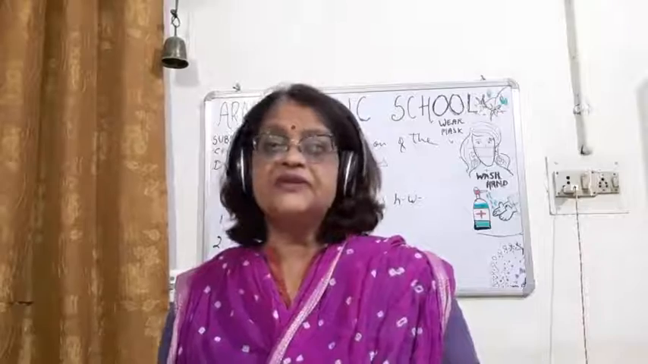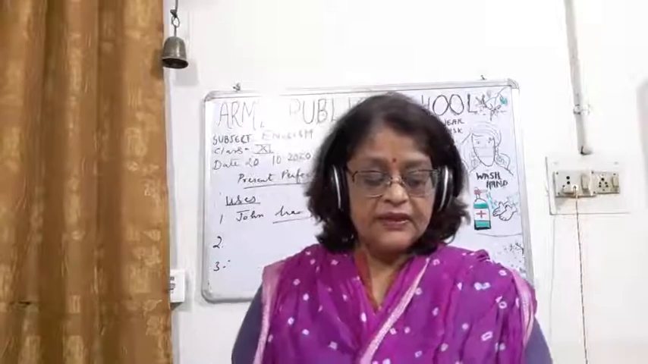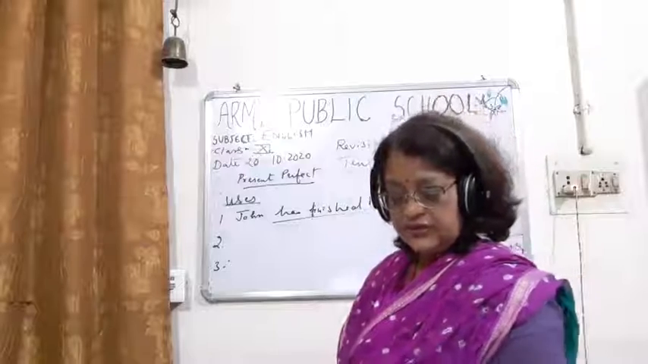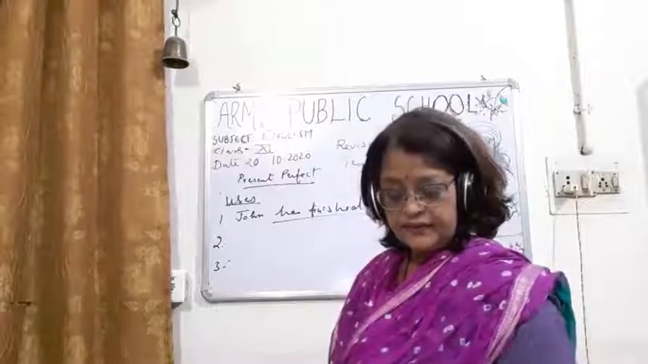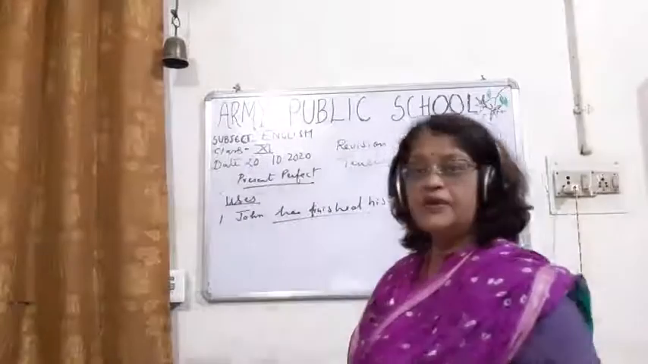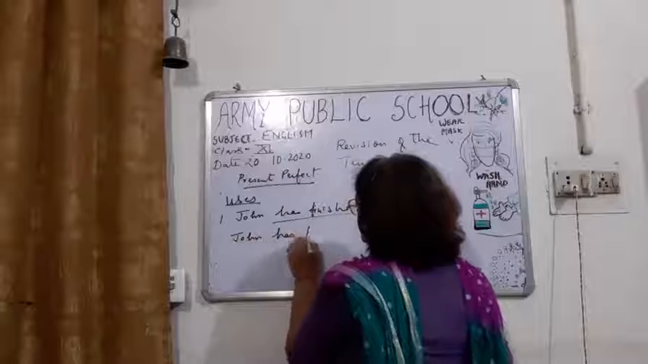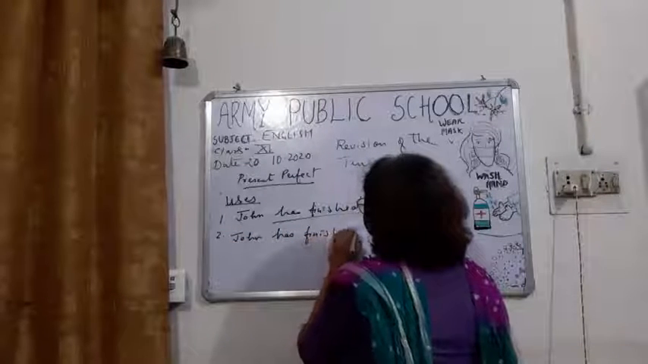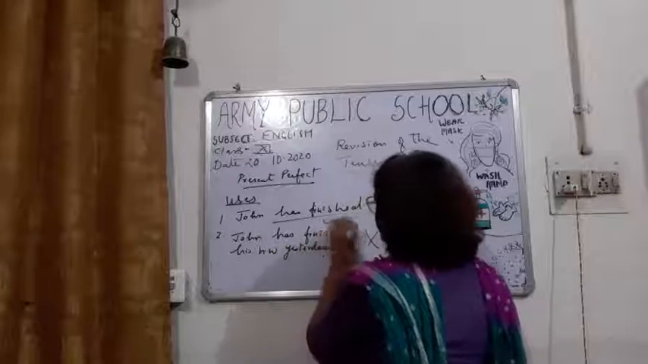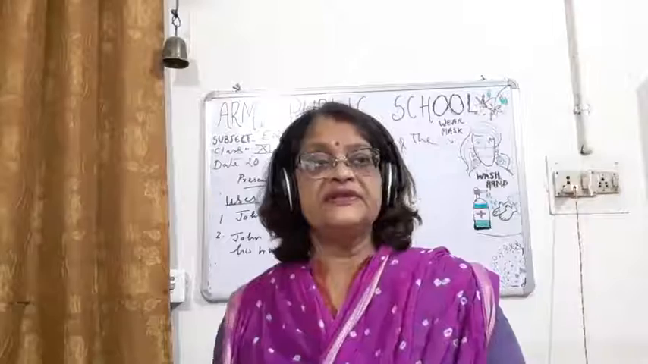And children, if time is given, then that sentence will not be in the category of present perfect tense; it will be in the category of simple past. Like, John has finished his homework. But if we write John has finished his homework yesterday, then it will not be present perfect tense, because here time is given. So the whole sentence will be in simple past.